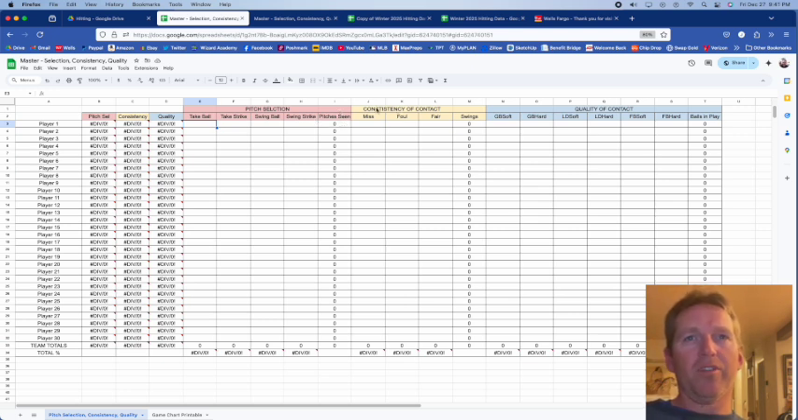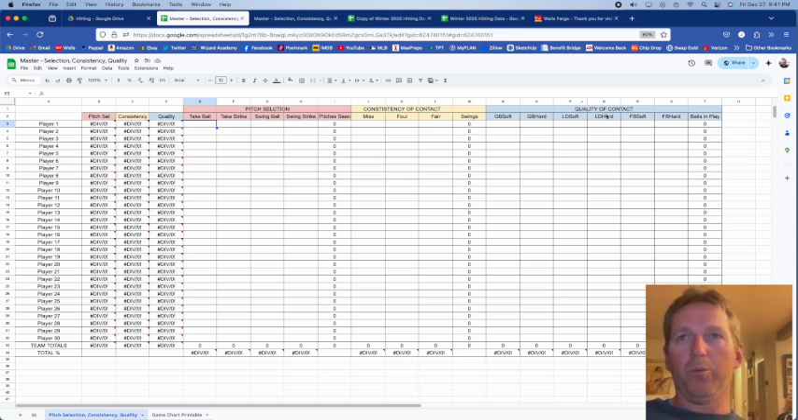The next one is consistency of contact. So when a player swings the bat, they are either going to miss the ball, hit the ball foul, or hit the ball fair. And this will calculate the number of swings that the hitter has made. And then quality of contact.